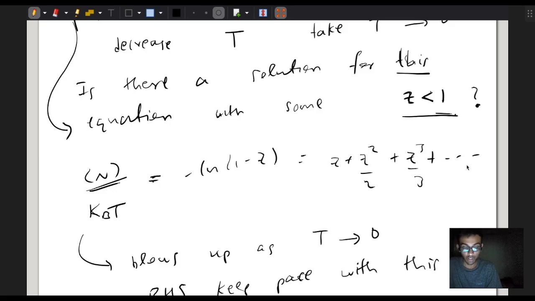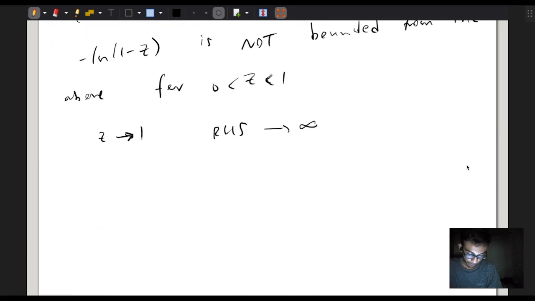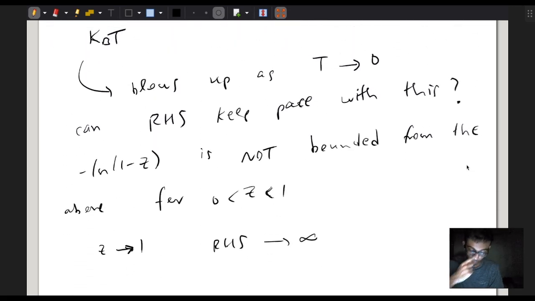So that means that even if you want to add, let's say by hand, the contribution due to the zero energy state, you can add that and solve it, but you won't get a macroscopic occupancy in the ground state for any temperature greater than zero.